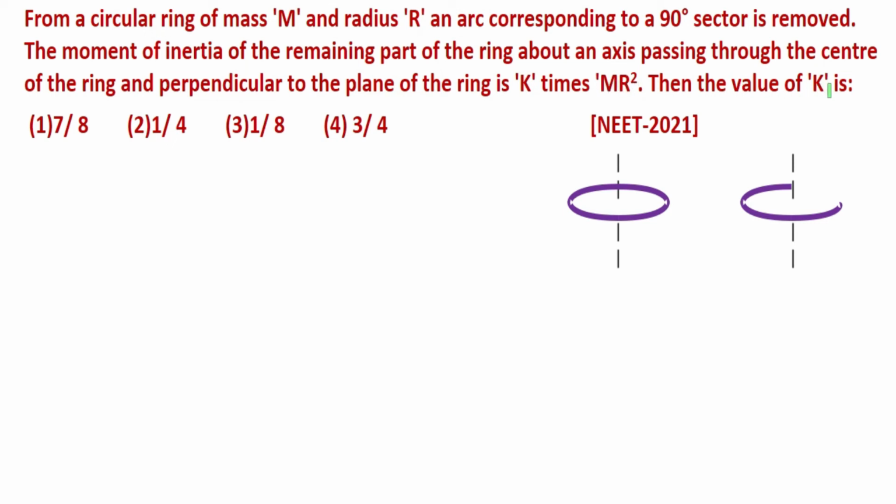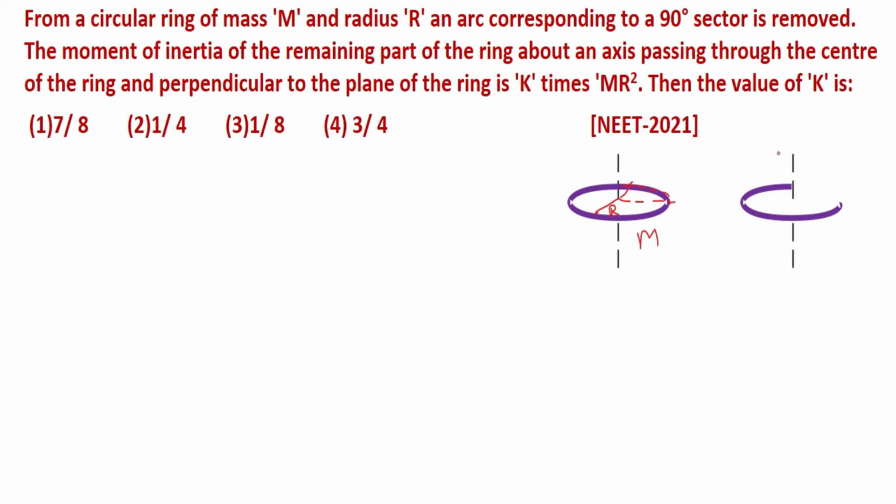Then the value of k is, okay, now let us see what he asked. He told that this is a circular ring of mass M, okay, and whose radius is R. Now from this ring, a sector making an angle of 90 degrees is removed. That means we removed this part. Okay, this part makes an angle of 90 degrees.